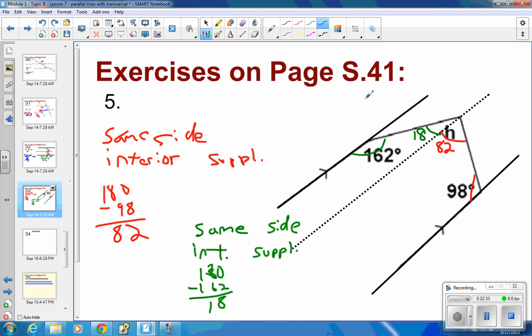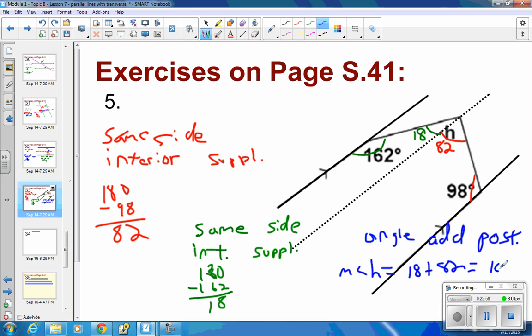And then I can do my angle addition postulate. And that says I can add the 18 and the 82 and give the whole angle H. So I know the measure of angle H is going to be equal to the 18 plus the 82. And when I do that, I get 100 degrees. So the measure of angle H is 100 degrees.